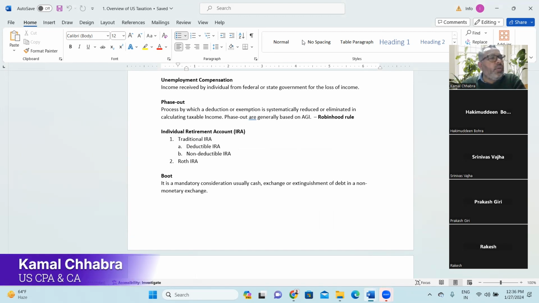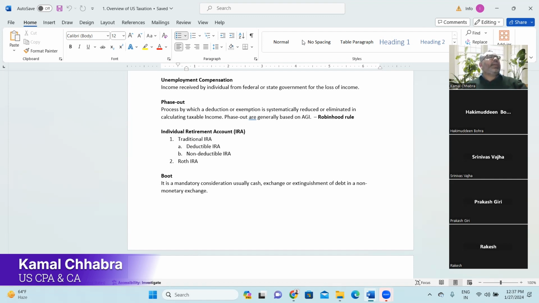Have you heard the Robin Hood rule by any chance? Have you heard this term called Robin Hood? Do you know Robin Hood? We know Robin Hood. He was taking from the rich and giving to the poor.